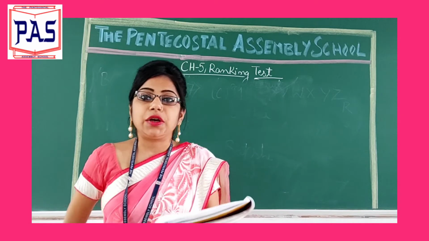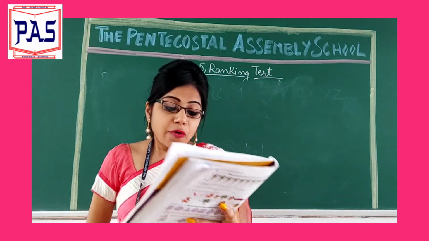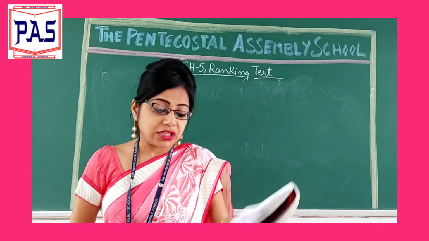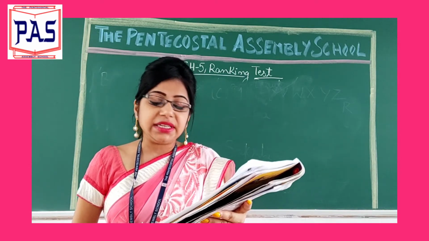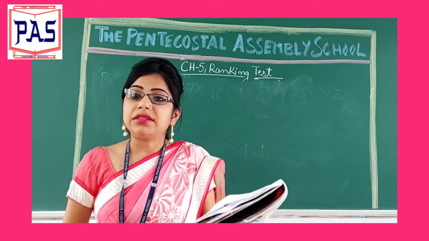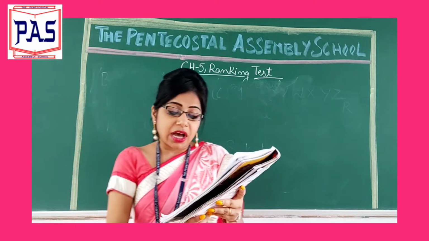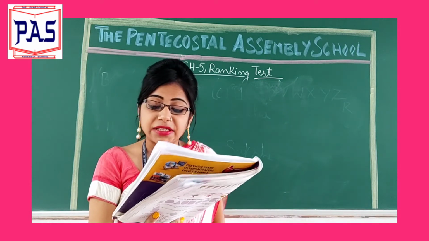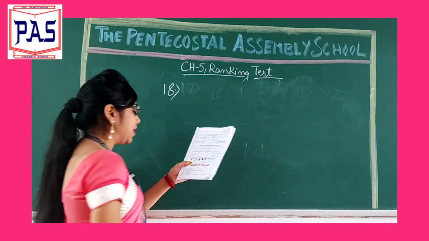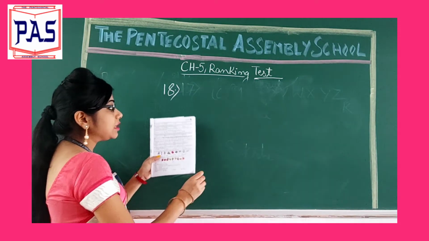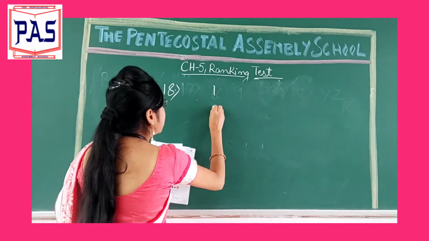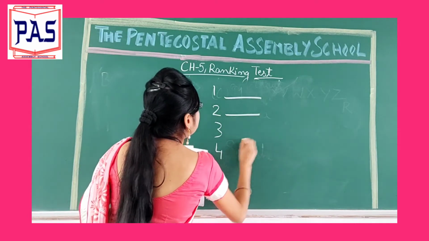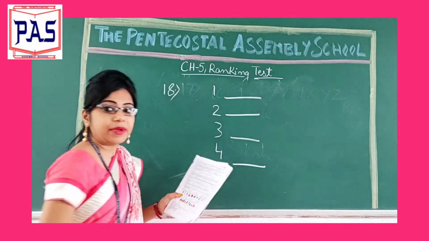Children, let's see question number 18. Four friends took part in a race. Their names are Minnie, Siddharth, Mohit and Sanchi. Minnie says, I was faster than Siddharth. Siddharth says, I was neither at the second place nor at the last place. So, Siddharth is neither at the second place nor the last. 1, 2, 3, 4. So, you have to place them.